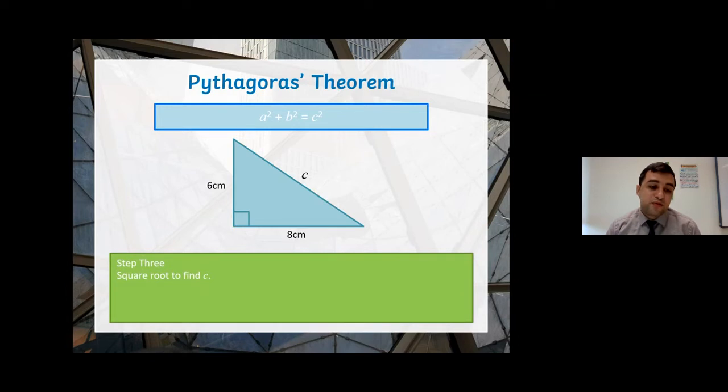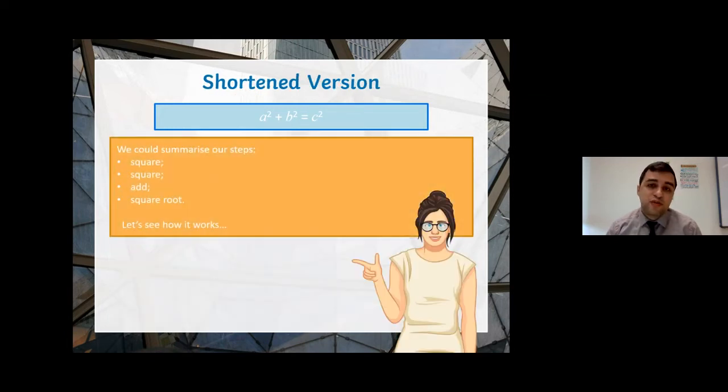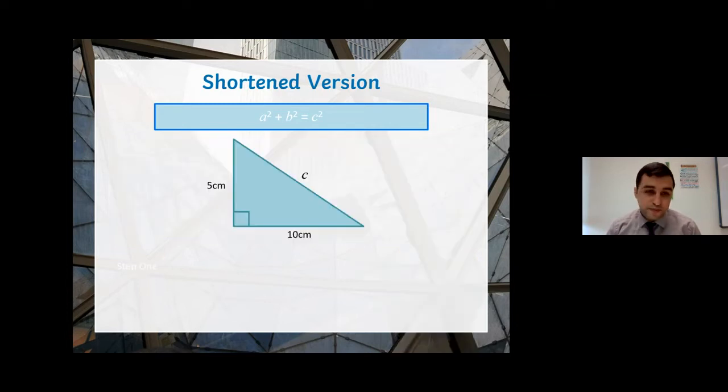Step 3, we should find the square root to find the hypotenuse. The square root of 100, of course. And here you go, c, which represents our hypotenuse, is 10. So 10, and the unit of measurement, 10 centimeters. We could summarize our steps like this: square, square, add, and square root. Let's see how it works.